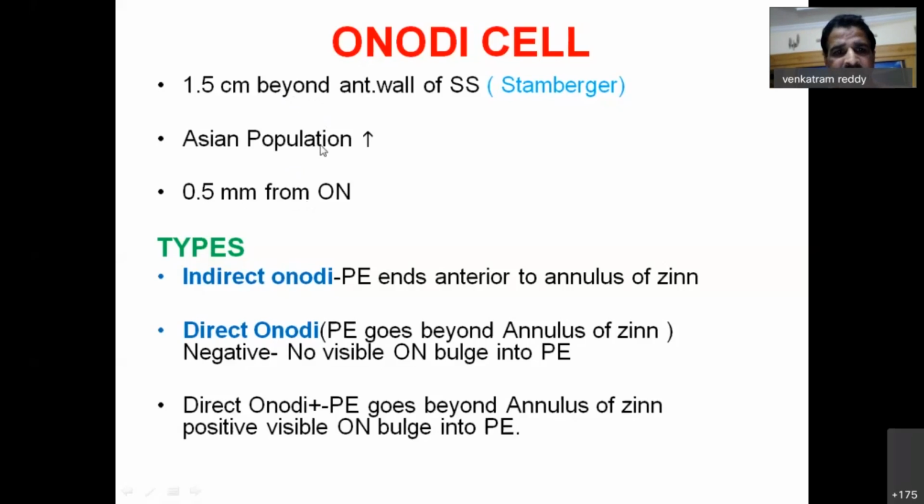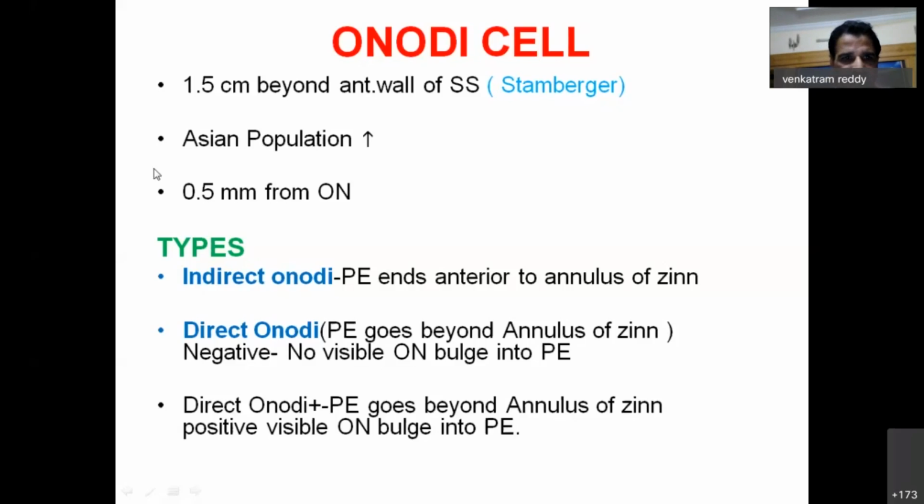And there is a significant increase in the Asian population. The Onodi incidence has been very high. Some papers describe 70%, 60%. Overall, it is more than 50% in the Asian population. Some papers describe almost 80% of cases as Onodi cells. So overall, in the Asian population, compared to the Western world, Onodi cell occurrence is very high, as high as 60 to 70%.